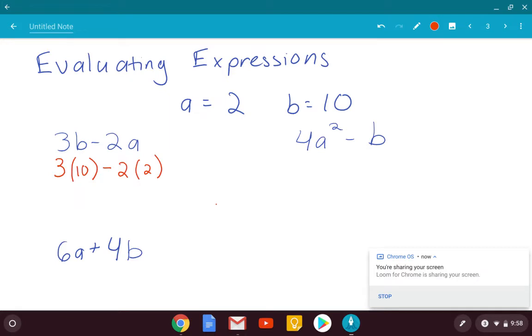So 3 times 10 is 30. 2 times 2 is 4. So I know that 30 minus 4 is 26. If I evaluate this expression, the answer would be 26.